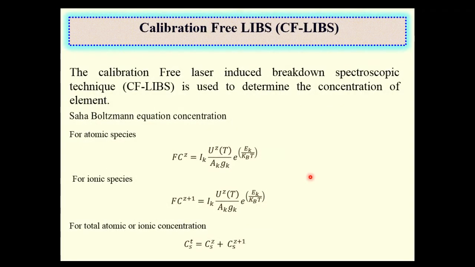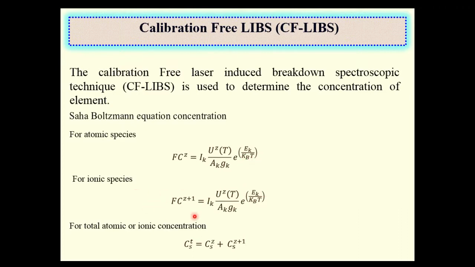Next one is calibration-free LIBS. Calibration-free LIBS is a technique used to determine the concentration of elements present in any sample. For atomic species, we use this formula, F C_Z, where F is a normalization factor and C_Z is the concentration, equal to I_k, the integrated intensity, over U_Z, the partition function, A is the transition probability, g is the statistical weight, E_k is the upper energy, k is the Boltzmann constant, and T is the temperature.